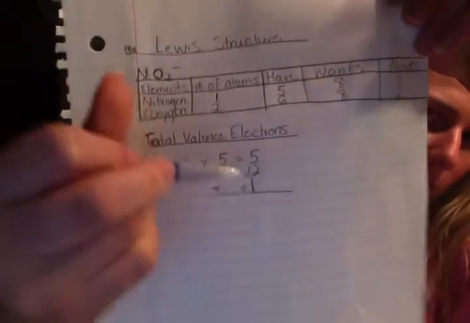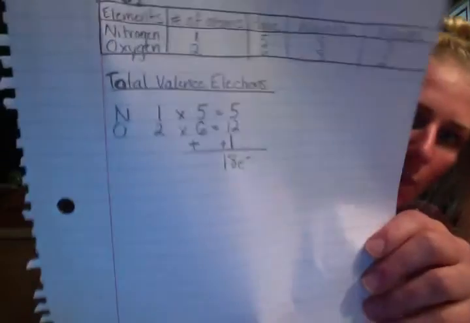And then NO2 negative, so if it's a negative, you add 1 electron. And then you add those 3 together, and you get 18 valence electrons total. So your Lewis dot structure must have 18 valence electrons.